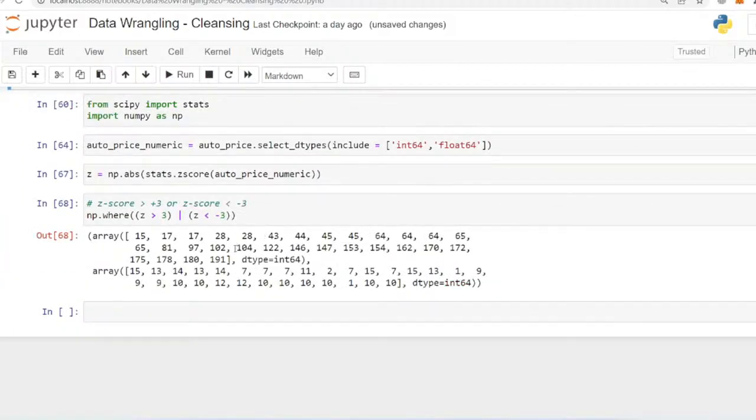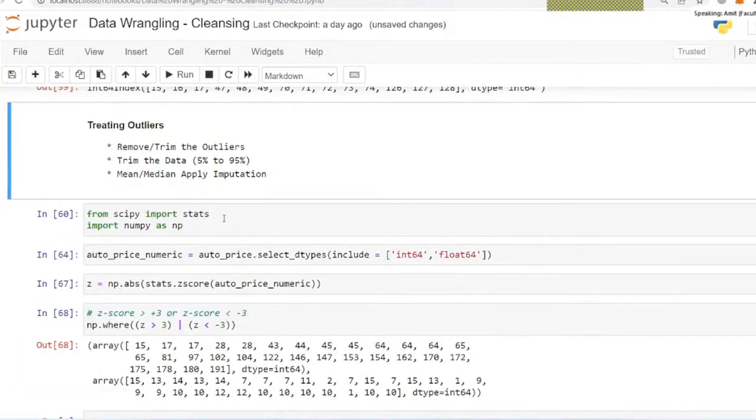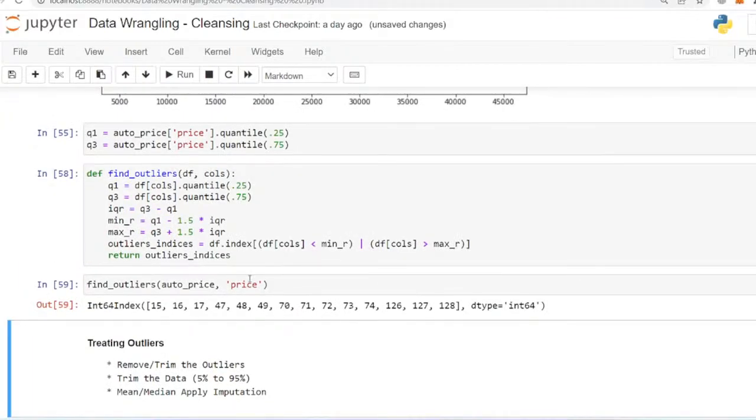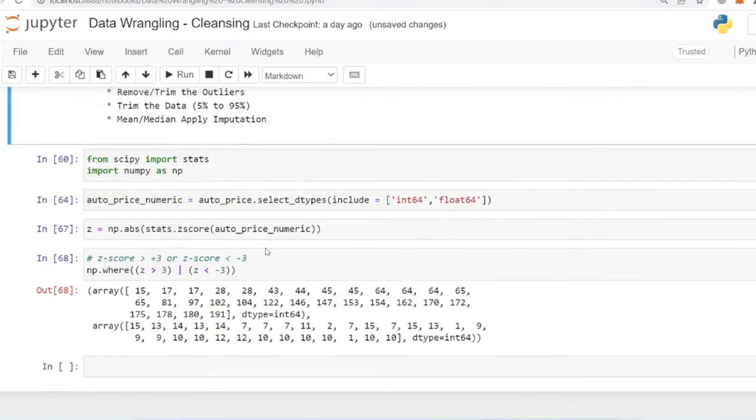If you want to know which particular column is available for which particular indexes, then pass one column at a time and get the value. That is the best way to find which indicates which indexes. And absolute value, ABS, is absolute. np.abs is absolute. Okay, absolute value. ABS stands for absolute.